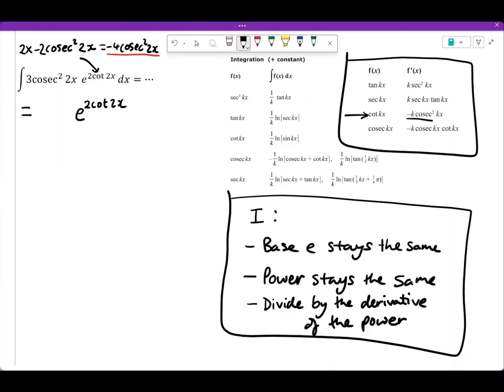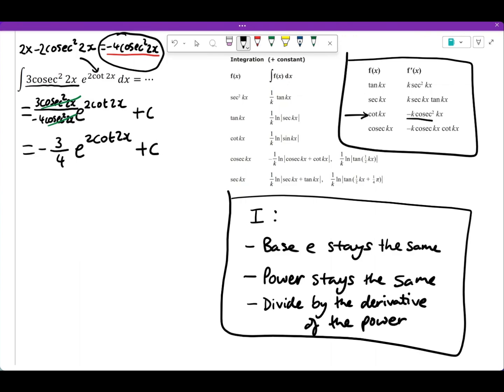So I'm going to take what's initially multiplying my e function, and it's cosec squared 2x. And I'm going to divide by the derivative of my power, which is written up here. So that is the negative 4 cosec squared 2x, like that. And then it's plus c. Then the final thing I need to do is simplify that fraction, because it has a common factor of cosec squared 2x, so those cancel, and then we're just left with negative 3 over 4 e to the 2 cot 2x, and then it's plus c. And that would be my final answer.